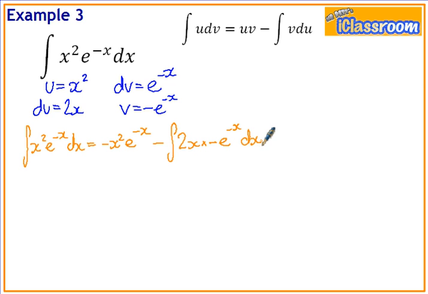With respect to x, again, I have to be careful with my signs here, so I'm going to deal with that first and say that that's minus x squared e to the minus x plus 2 lots of, bringing the 2 out the front of the integral, x e to the minus x dx. Oh dear, this is again something that we can't integrate.